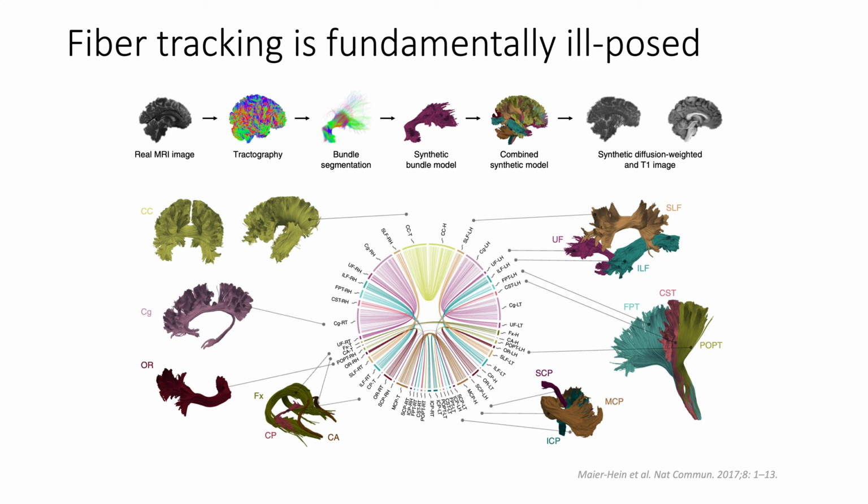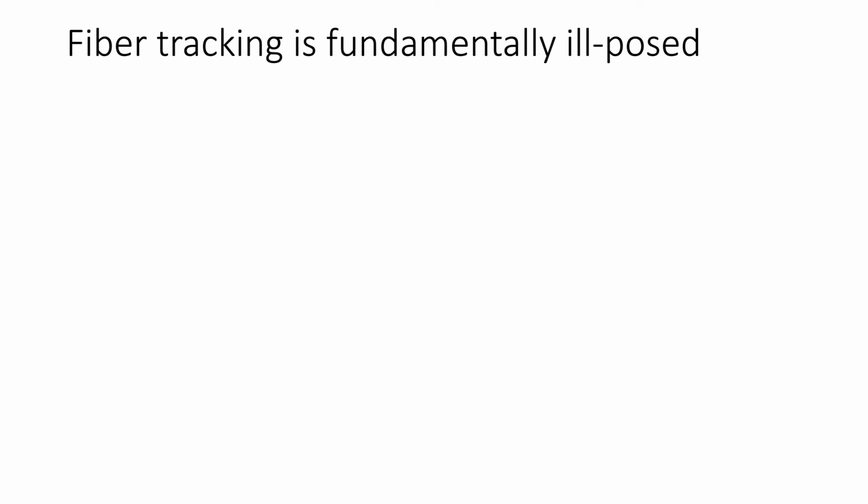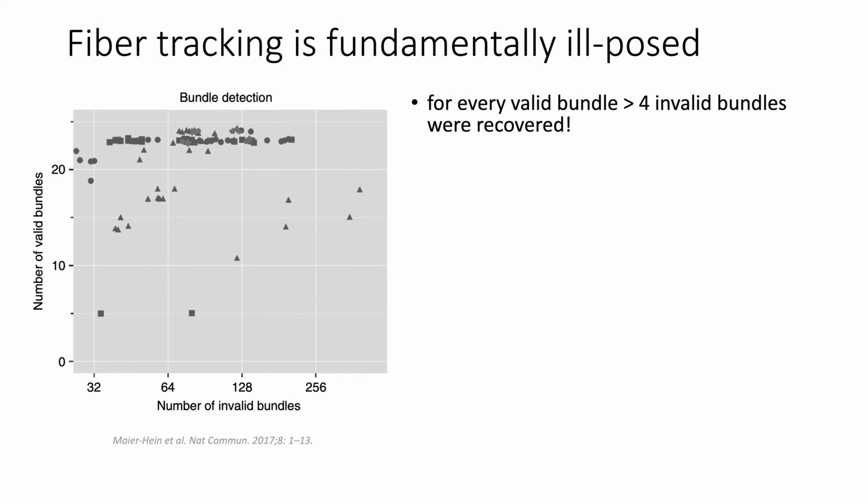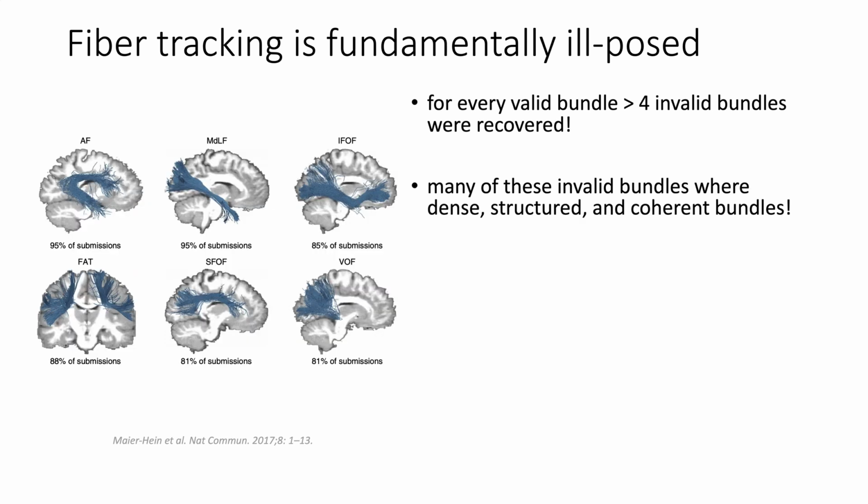In this challenge, a synthetic diffusion-weighted dataset was generated based on a collection of synthetic fiber bundles that resembled those found in real brains, and expert teams from around the world were asked to provide their best whole brain tractograms. And this study came up with some damning results concerning the quantitative nature of fiber tracking. They found that on average, for every valid bundle reported by fiber tracking, more than 4 artificial bundles were tracked. What is alarming is that these artificial bundles approximate true anatomical structures very well. They connect cortical areas and they appear to be dense and very well structured.